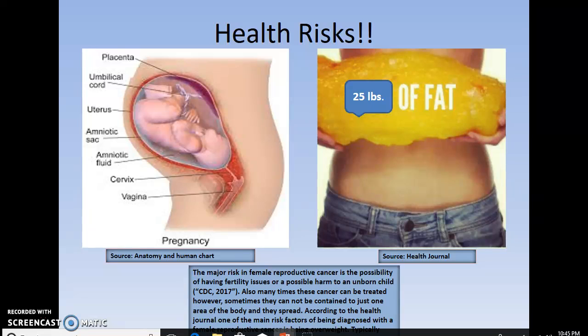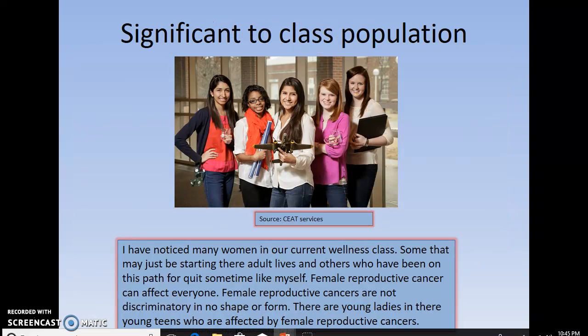On the other hand, there are risks that make you more susceptible to actually getting these cancers. One major one, according to the Health Journal, was being overweight. They gave a specific weight, which was 25 pounds. So they're saying women that are 25 pounds or more overweight are more susceptible to getting these female reproductive cancers.